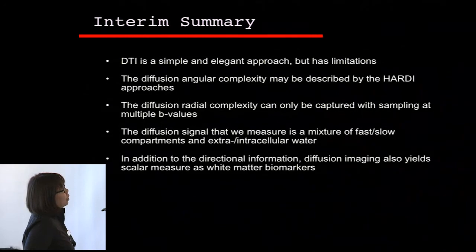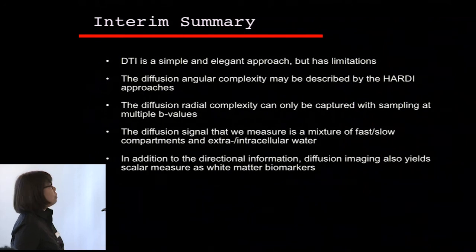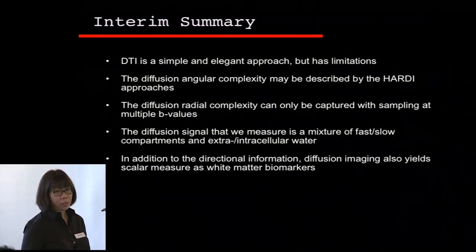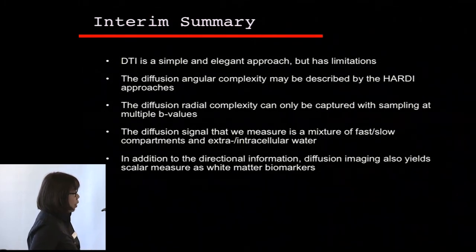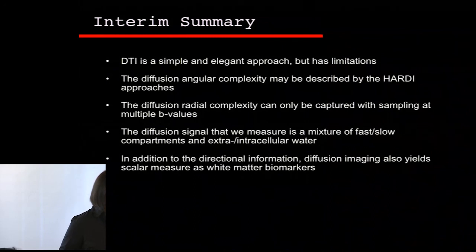So DTI is a simple and very elegant approach, but it has limitations. The diffusion angular complexity may be described by using a high angular resolution diffusion imaging approach. The diffusion radial complexity can only be captured with sampling at multiple B values. And also, the diffusion signal that we measure is a mixture of a fast and slow compartment, depending on the B value that we select. Also, in addition to the directional information, diffusion imaging can also use scalar measures for white matter biomarkers.